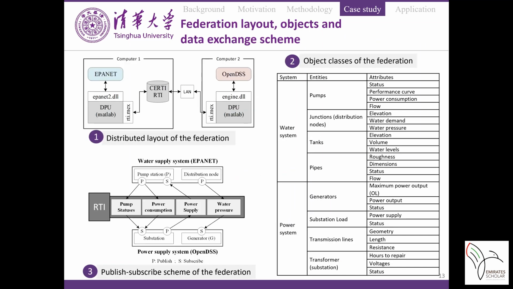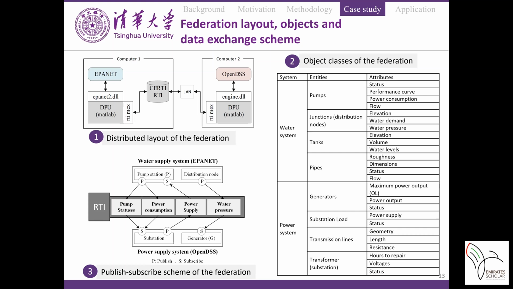On the figure on the top left here, it presents the layout of our federation. So we implemented this federation on 2 separate computer hardware. One computer hosted the water supply system, and the other computer hosted the power supply system. And the 2 computers were connected via a local access network. On the right, we have a table of all the objects, entities, and attributes for the 2 interdependent systems. And this shows the level of detail and granularity that our models were able to achieve.